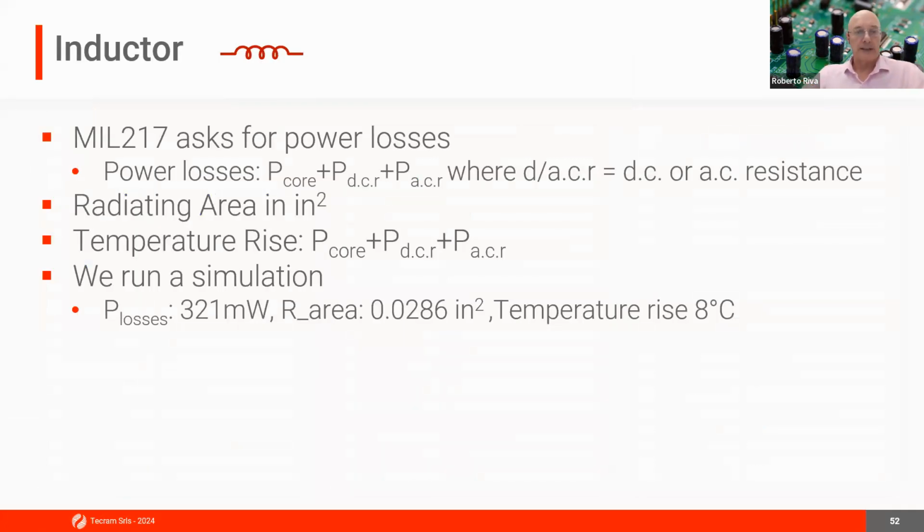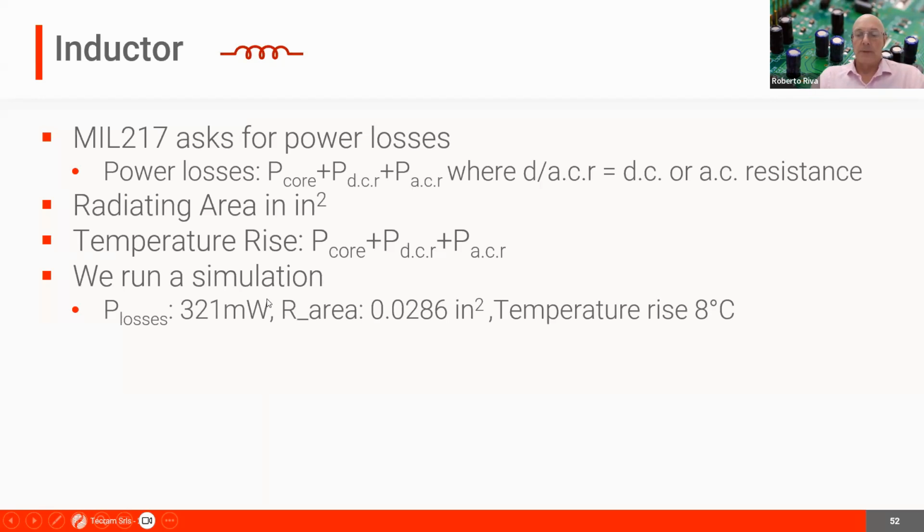And then we looked at the inductors. Unfortunately, MIL starts asking very uncomfortable questions. It asks for the power losses, which we figure out is the power in the core, plus the power in the DC resistance, and the power in the AC resistance. And it also wants to know the radiating area in square inches, and the temperature rise, which again comes down to the dissipation of the power.